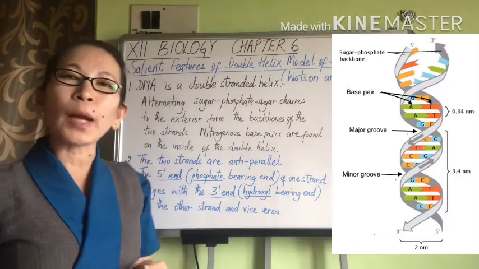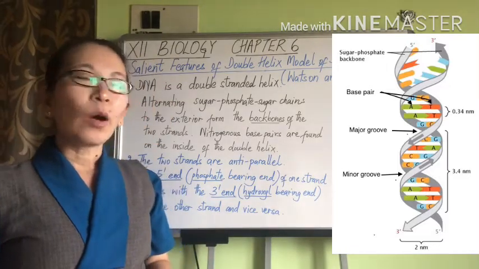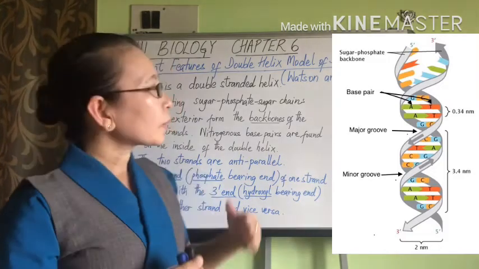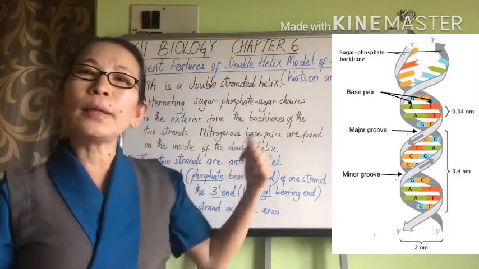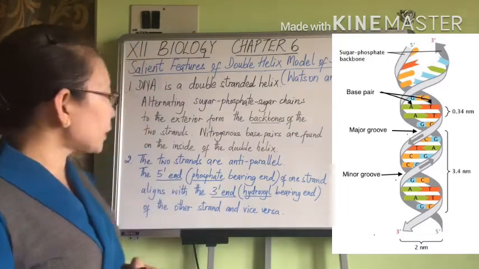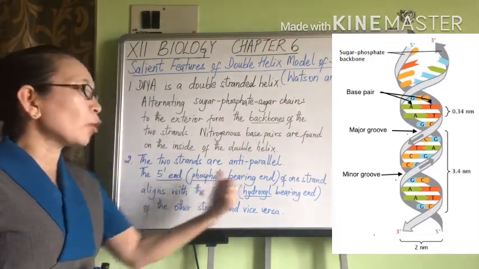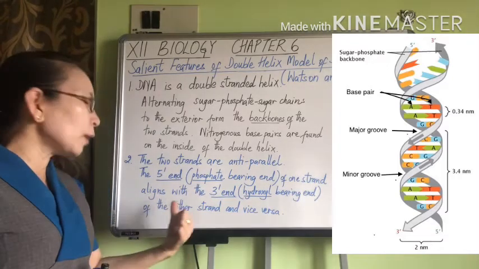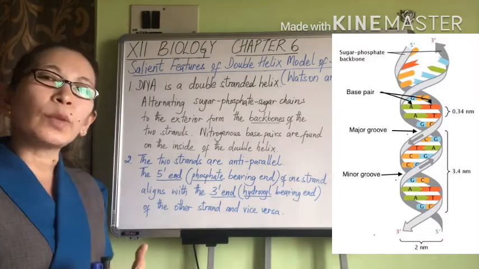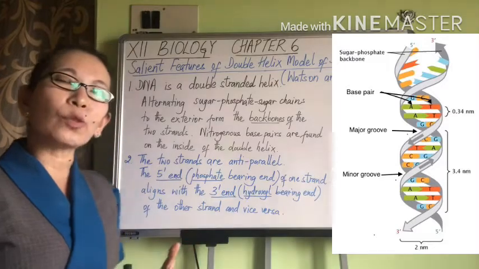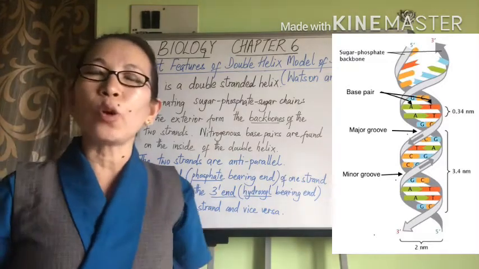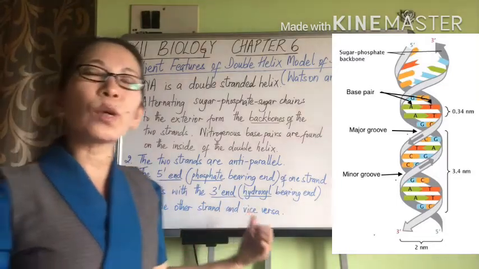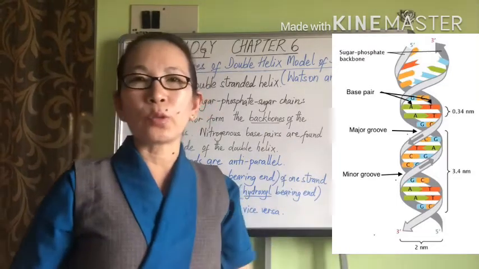Now, when we look into the polarity of the two strands on either end, what we see is that the 5' end of one strand aligns with the 3' end of the other strand, and vice versa. That is, the 3' end of one strand aligns with the 5' end of the other strand. So this simply means that the two strands run in opposite directions.